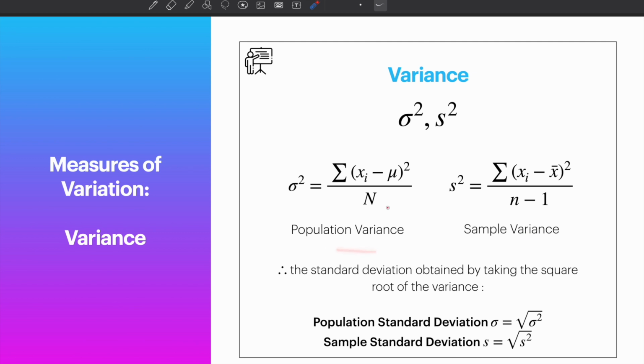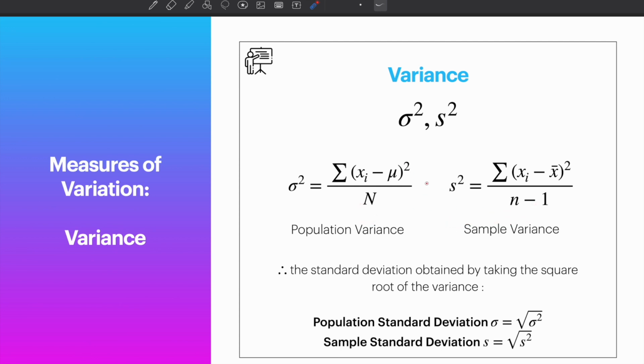In the case of a population variance, it is the sum of the squared difference of the data point minus the population mean, divided by your big N. Remember, I did say that your big N denotes the population size. And for sample variance, it's exactly the same way: we square the difference of the data point and the sample mean, sum it up, and then divide by n minus 1. This is really important, guys. It is n minus 1. It's really important to note the differences between these two.